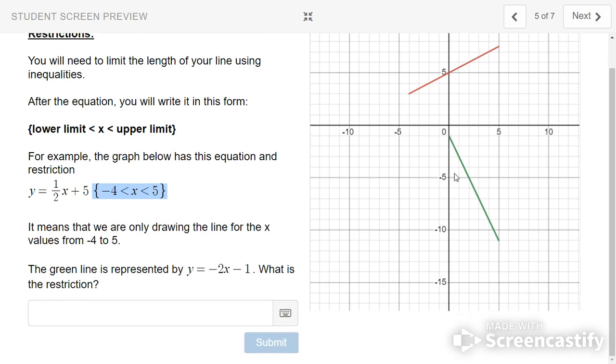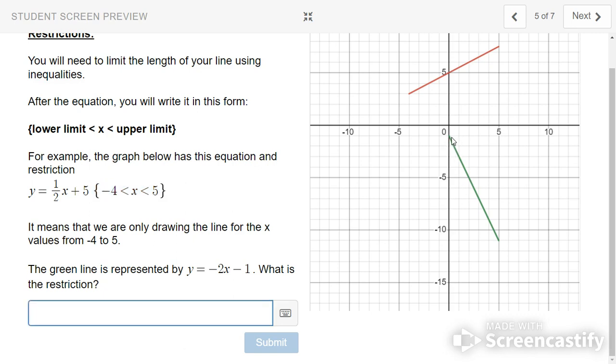Now, let's say we're looking at this green line. What's the restriction of this green line? We know that the minimum x value is at 0 and the maximum x value is 5. Now, be careful, you're just looking at the x coordinate, not the y coordinate.